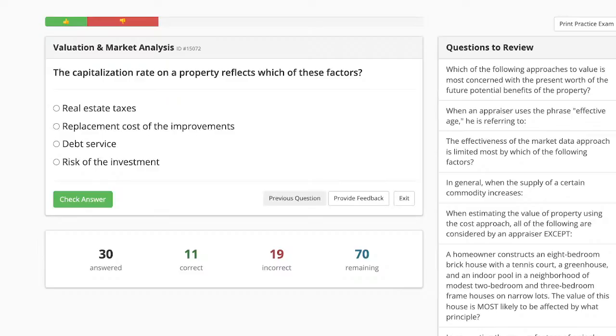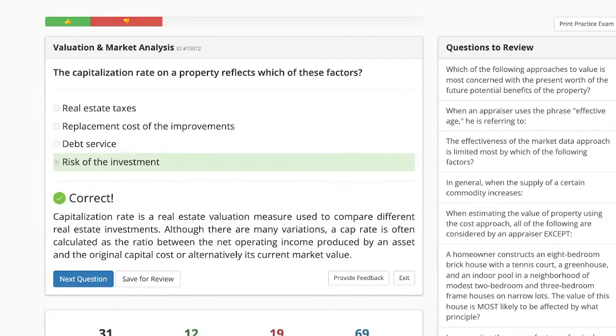Capitalization rate on a property reflects which of these factors? A, real estate taxes, B, cost of improvements, C, debt service, or D, risk? What do you think? And the answer is D, risk. The cap rate looks at risk.